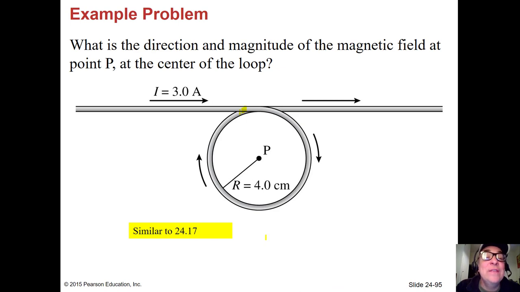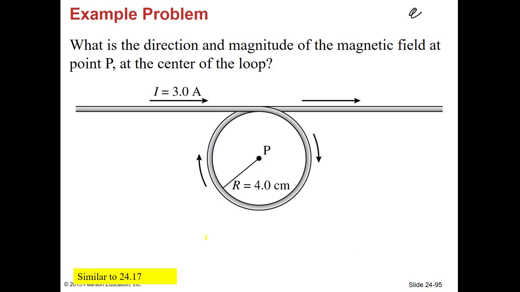Here's an example we can take a look at. What is the direction and magnitude of the magnetic field at point P in the center of the loop? Actually, this one is similar to 2417 on the homework. So we've got current flowing to the right in the long straight wire, and then the current also goes around the loop here. So there's going to be a contribution to the net magnetic field because of the long straight wire and also because of the loop. So let's take a look at that.